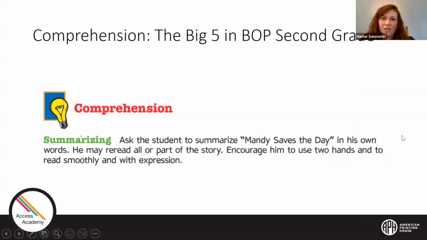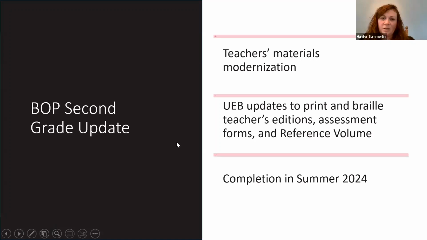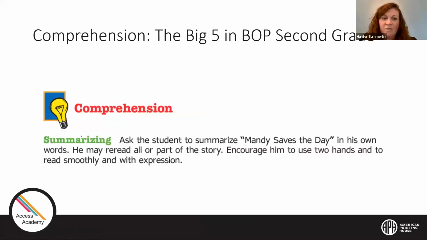So now we have comprehension in Bob's second grade, which is one of the big five. Comprehension involves things such as summarizing, which we can ask the student to summarize Mandy Saves the Day, what we just read, in his own words. And he may reread all or part of the story. And we're going to encourage him to use two hands and to read smoothly and with expression. So that is a reading comprehension activity that pairs with the reading fluency passage and activity that we just did.